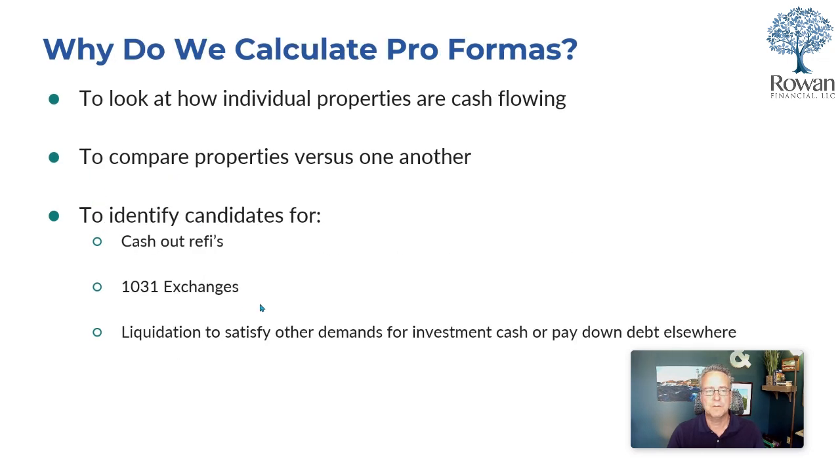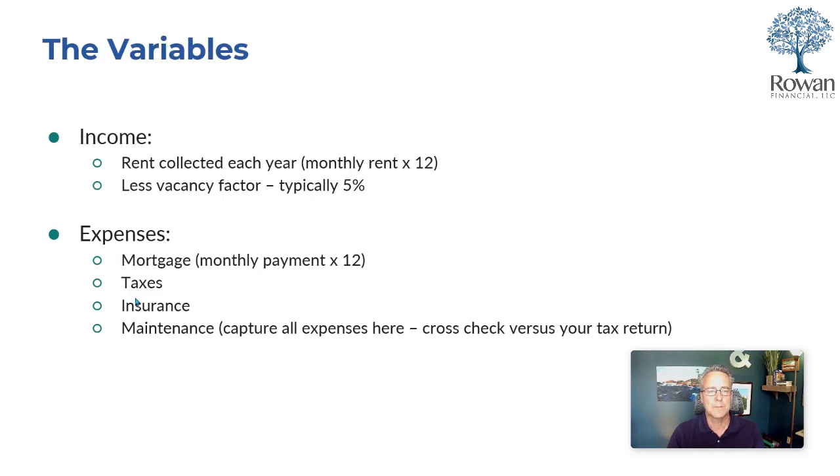Why do we calculate pro formas? So we look at how individual properties are cash flowing. We can compare properties to one another and identify potential candidates to be cash-out refied, 1031 exchanged into something that is performing better, or just outright selling a property to satisfy other demands for investment cash or pay down debt elsewhere. So the variables: income, rent collected each year, less a vacancy factor.